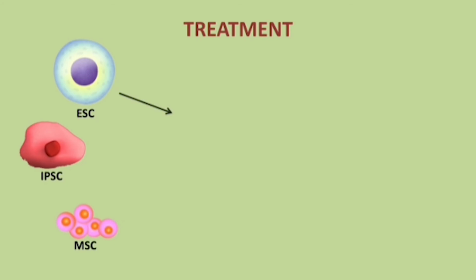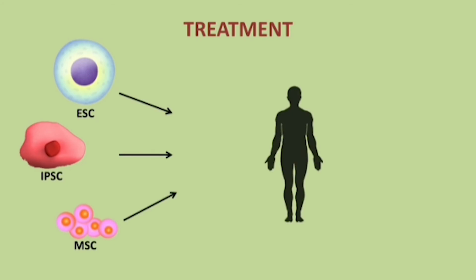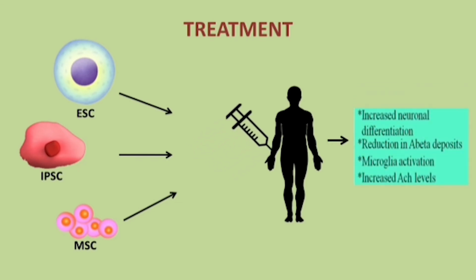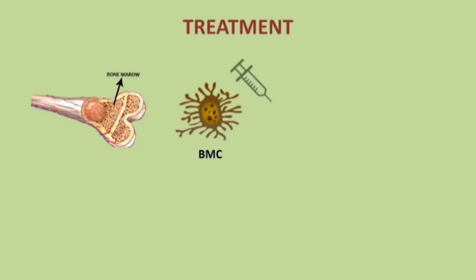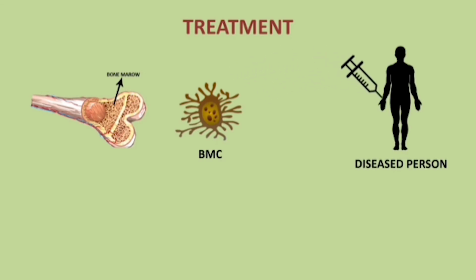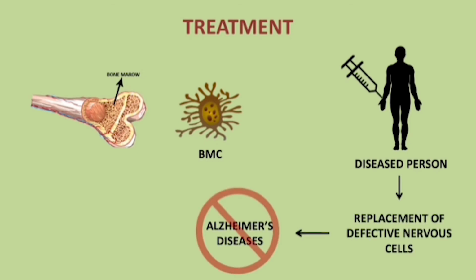Treatment includes collection and culturing of epithelial stem cells, induced pluripotent stem cells, or mesenchymal stem cells from donor. These stem cells are then transplanted into patients, which will increase the neuronal differentiation, reduction in beta deposits, microglia activation, and increased ACH levels. This will block Alzheimer's diseases in patients. Another treatment includes the collection of bone marrow stem cells from the donor and transplanting them into diseased patient. These stem cells will be acting as a replacement for defective neural cells in brain, which will block Alzheimer's diseases.